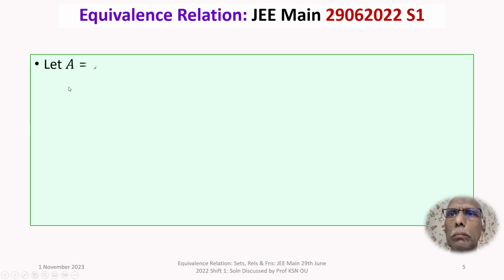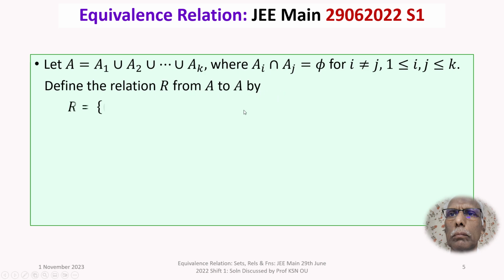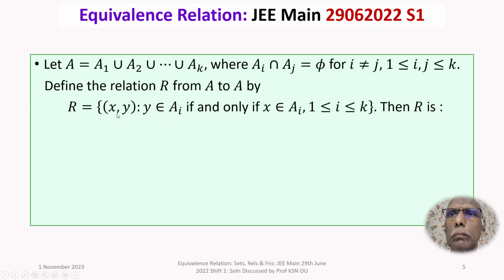The given question is: let A be equal to A1 union A2 union etc. union AK, where Ai intersection Aj is the empty set for i not equal to j, where 1 less than or equal to i, j less than or equal to K. Define the relation R from A to A by R equal to the set of all ordered pairs (x, y) such that y belongs to Ai if and only if x belongs to Ai, where 1 less than or equal to i less than or equal to K. Then R is, we are given 4 options.